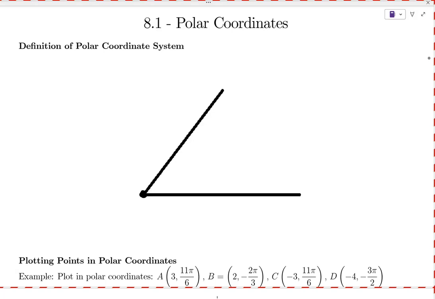Now in polar coordinates, we refer to that origin as the pole, okay? But we're going to talk later about converting from rectangular to polar and back. You can think of that as just the origin, okay? From the pole, we talk about an axis that goes out to the right, which basically corresponds to your positive x-axis. We refer to that as the polar axis.